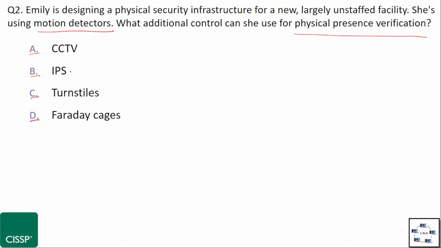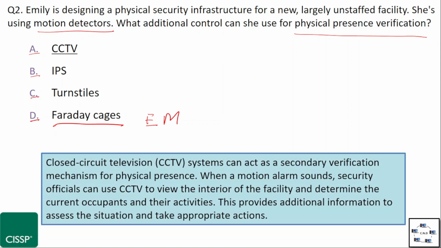So the IPS, or intrusion prevention system, has nothing to do with physical security. Turnstiles are for the control of the physical entrance. Turnstiles are used to control the physical entry to a facility, but they cannot be used to verify the physical presence. Similarly, Faraday cages are used for electromagnetic radiation blockage. So this is also not relevant. So the correct answer is the CCTV cameras.